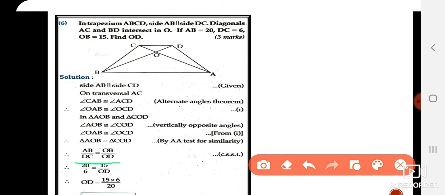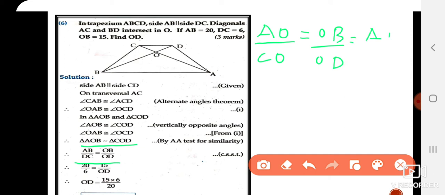For example, now here it is AOB and COD. So how do we write the corresponding sides? It is AO upon CO is equal to OB upon OD is equal to AB upon CD. So once you write this step, this could be your first step, then you can write this as the second step. Then you substitute your values.